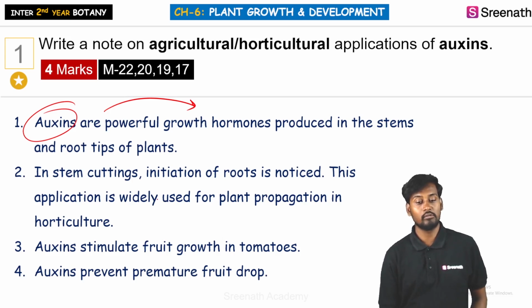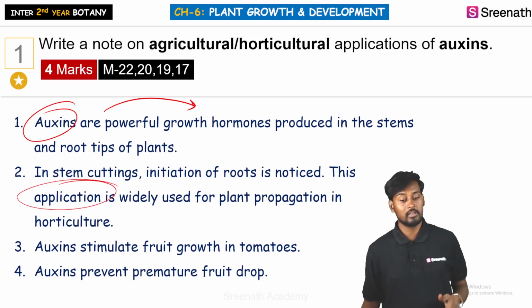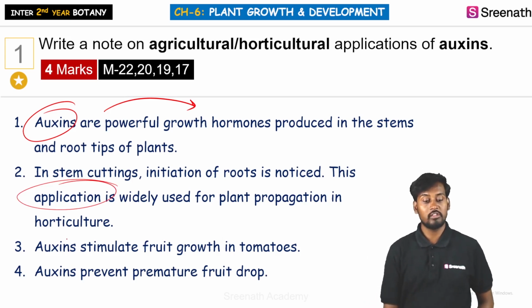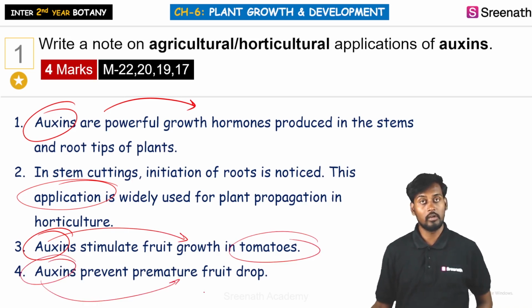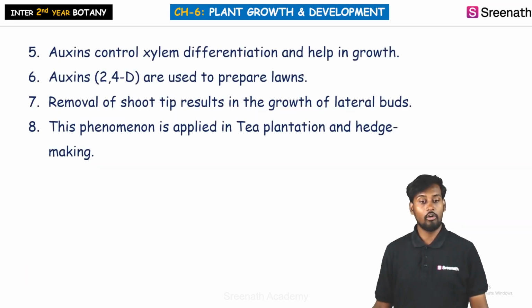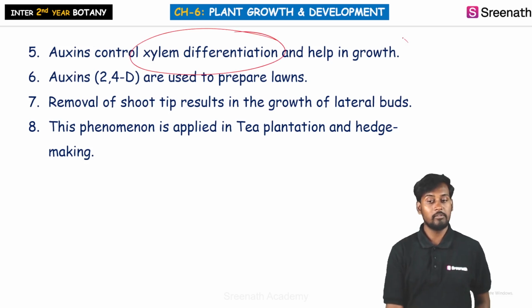If we look at stem cuttings, auxins are mostly used in horticulture for plant propagation. Auxins also stimulate fruit growth in tomato, and they prevent premature fruit drop. Generally, the positive response of plant growth is based on auxins, so they stimulate fruit growth and prevent the premature fall of the fruit. Auxins also control xylem differentiation and help in the growth of the plant.